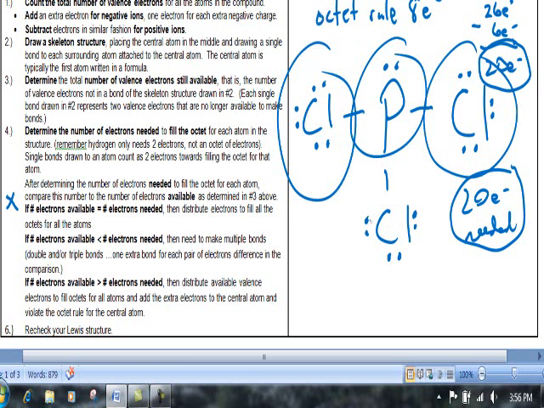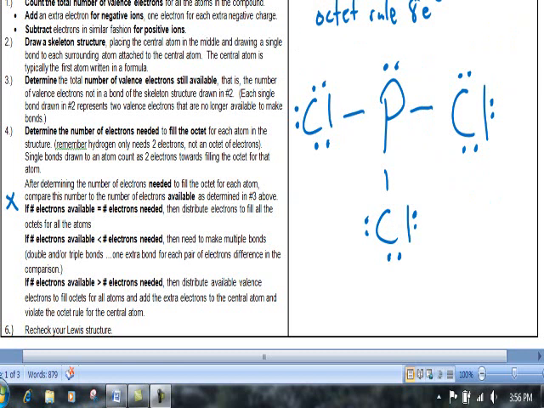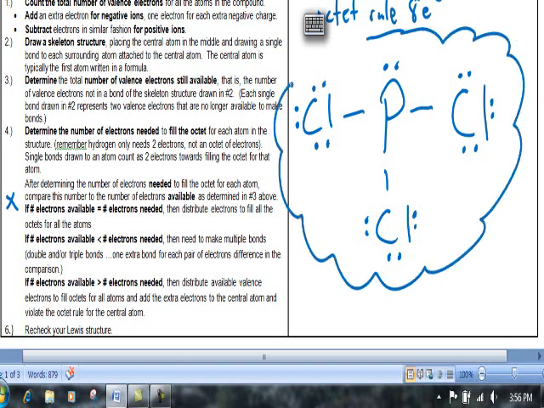That completes our structure. And this would be the Lewis structure for PCl3. Here we'd have the finished structure for our molecule PCl3.